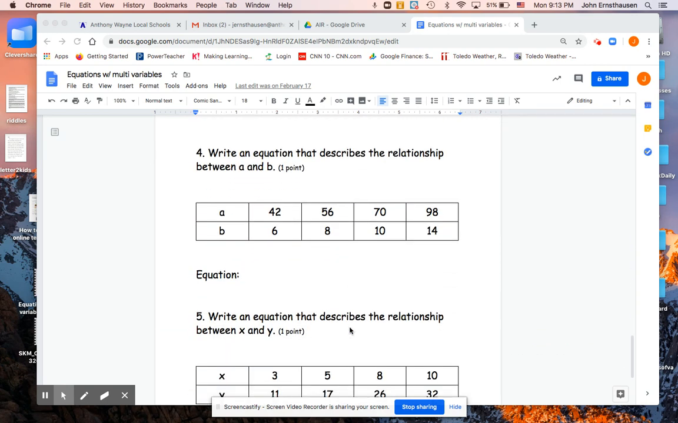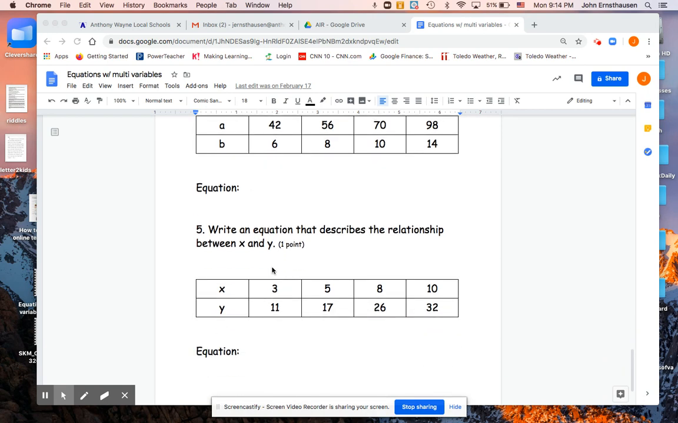And then finally, 4 and 5 are problems we've done before. You're going to write equations, so they must have an equal sign, and you're going to use the variables. We're looking for a pattern to go from A to B, okay, or B to A in this case, and it needs to be consistent. So you can either use division to go from A to B or multiplication to go from B to A, but make sure you put the equal sign and the variables in your equation.